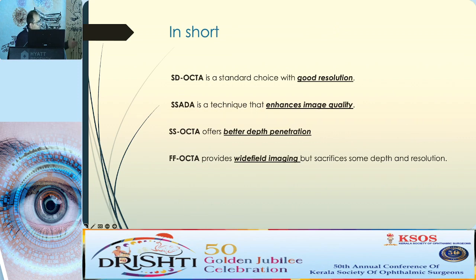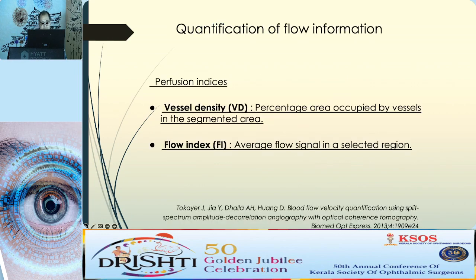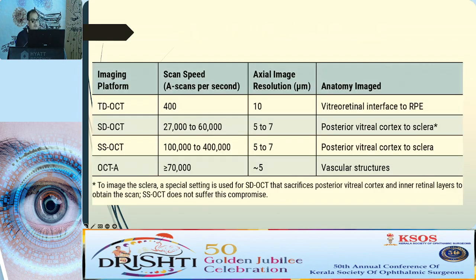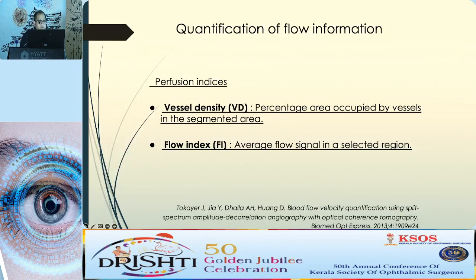When you have a swept source Octa, you have a better depth penetration, whereas a full field Octa gives you a wider field of imaging. The other parameters which are looked in are vessel density and the flow index. If you look at the difference between the A scans per second between the different machines, like a time domain OCT all the way till the Octa operates at somewhere more than 70,000 A scans per second, and the actual resolution which it provides is somewhere to the tune of 5 microns.